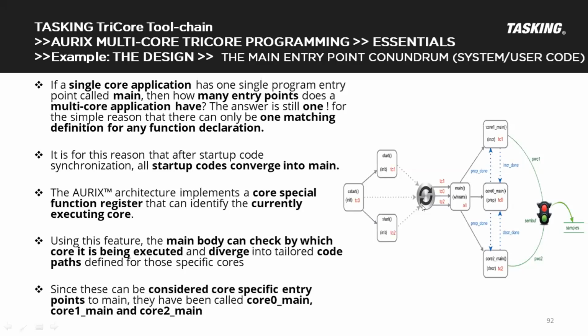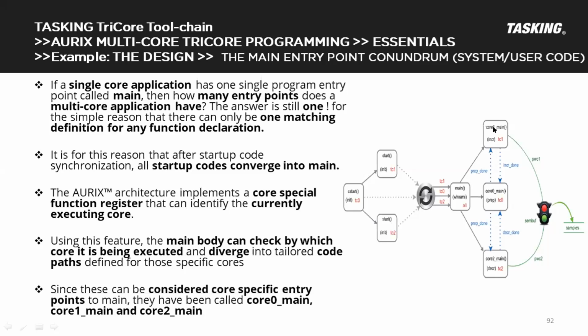So once all these startup codes finish, they will converge to a single point where all this startup code is finished, and then based on a different core ID, a different execution path of your code will be executed. The AURIX, in this case, provides some register where you can know which core you are running your application on. And based on this information, a different code path will be executed.